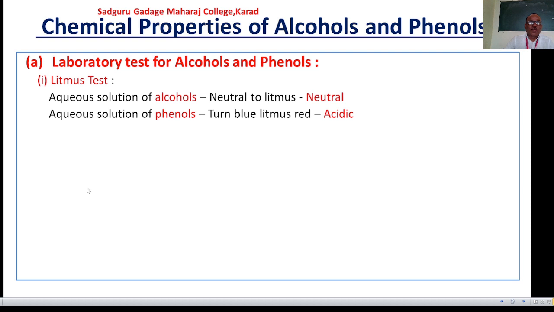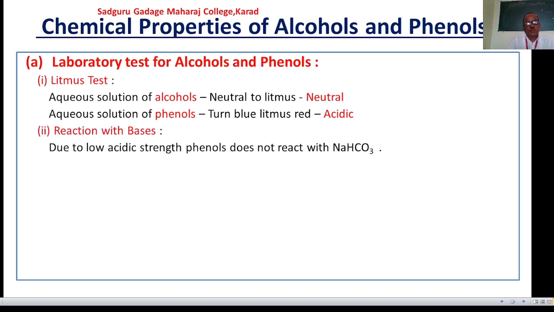But in case of an aqueous solution of phenol, if you dip blue litmus in it, then it becomes red. So this is an acidic property. So phenols are acidic in nature, but alcohols are neutral in nature. From this litmus test, we can identify the nature of alcohols as well as phenols.